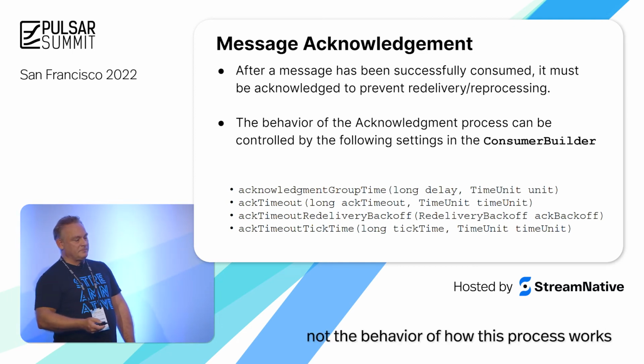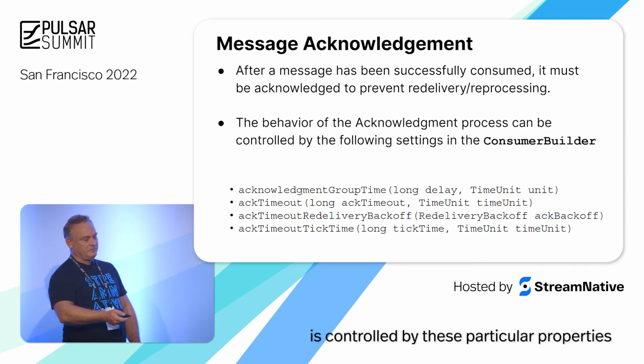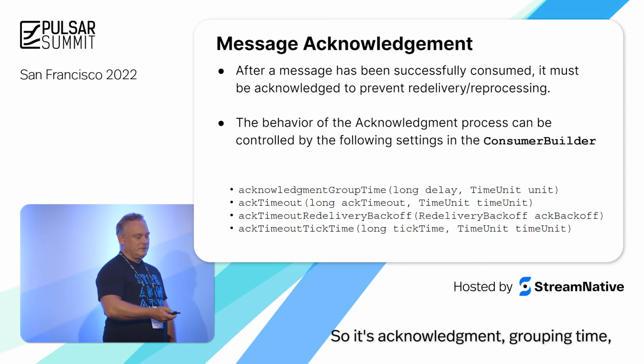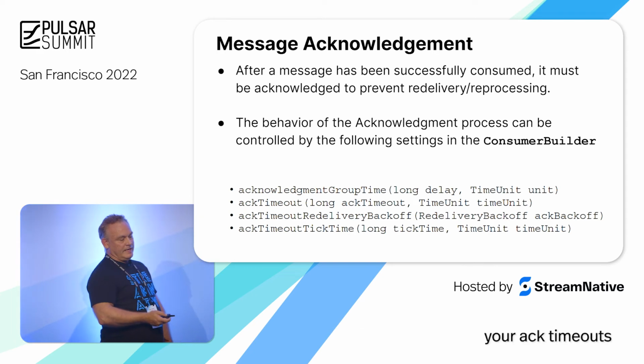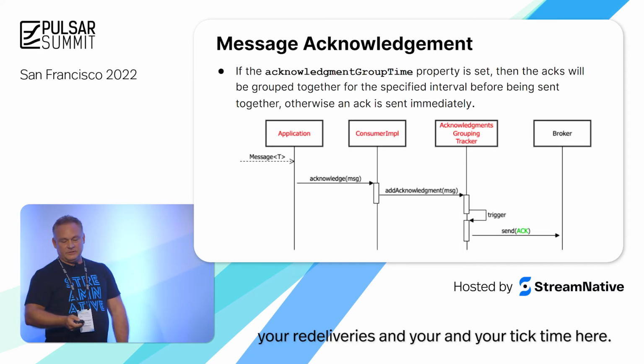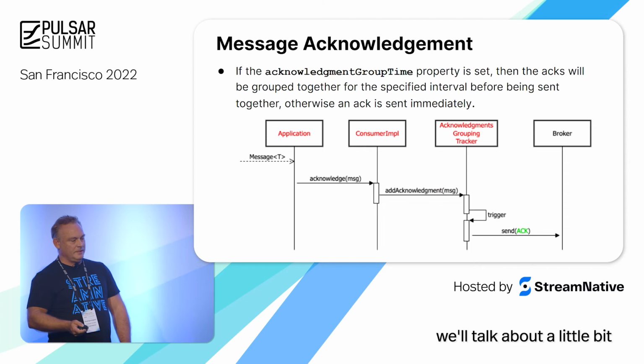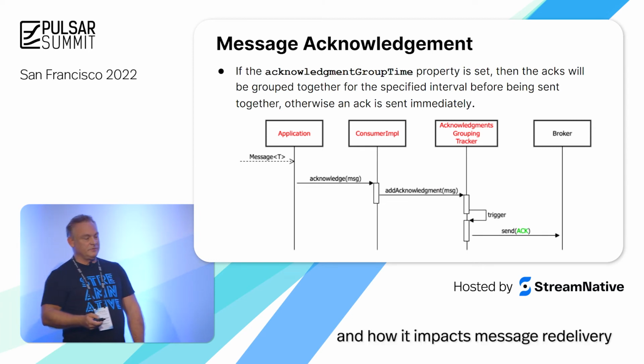Now the behavior of how this process works is controlled by these particular properties in the consumer builder here. So it's an acknowledgement grouping time, your Ack timeouts, your redeliveries, and your tick time here. And these are the 4 properties we'll talk about a little bit and how it impacts message redelivery.